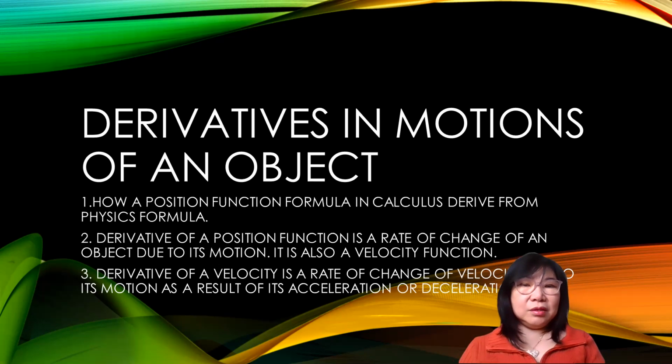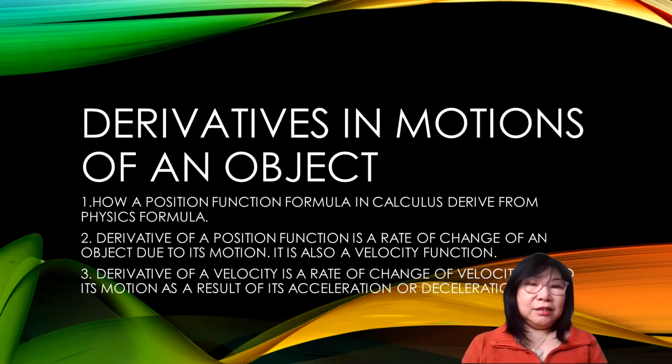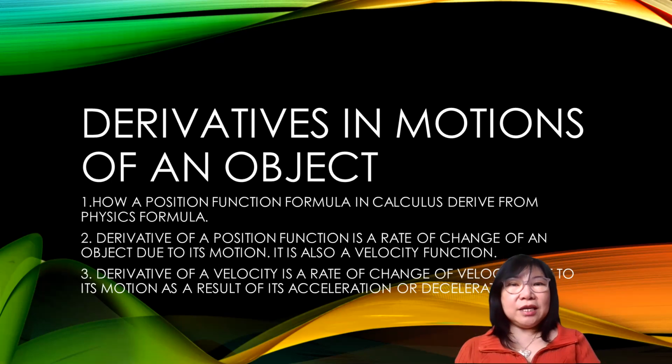So the velocity function is a derivative of the position function. When you take the derivative of the position function with respect to t, to time, it becomes a velocity function. And then your velocity can change over time. It can be increasing or decreasing, depending on when you ride the car, you can speed up or you can slow down.